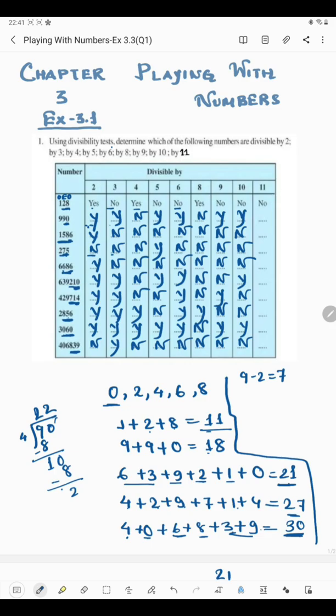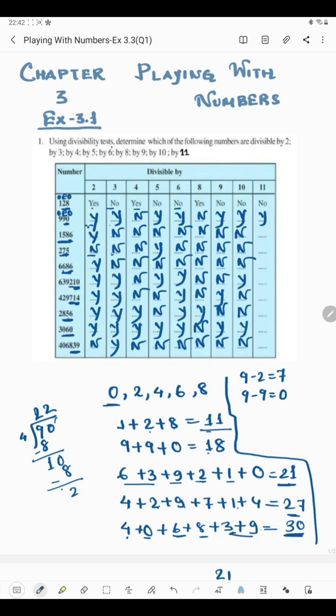Okay, now in the next number we have 990. So odd, even, odd. We consider the first digit as odd. Now if you find the sum of the digits at odd places, we have 9 plus 0 is 9, and in the even place we have 9 only, so 9 minus 9 is 0, so we will write yes.